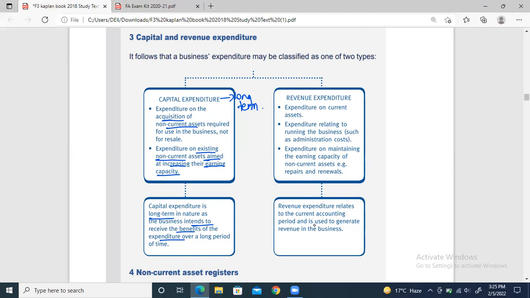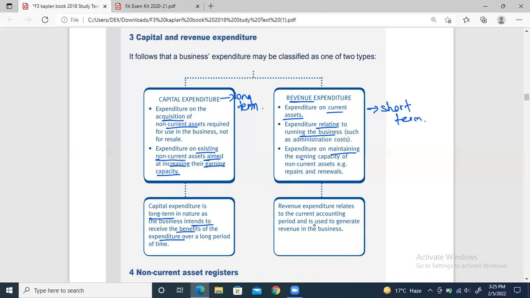Now on the opposite side, we have revenue expenditure. Revenue expenditure is the short-term expense, right? Probably like those expenses I told you, which are recurring expenses, which happen again and again, right? So these are any expenditure on the current assets, expenditure relating to running the business. So, you know, operational, which happens again and again, recurring, right?